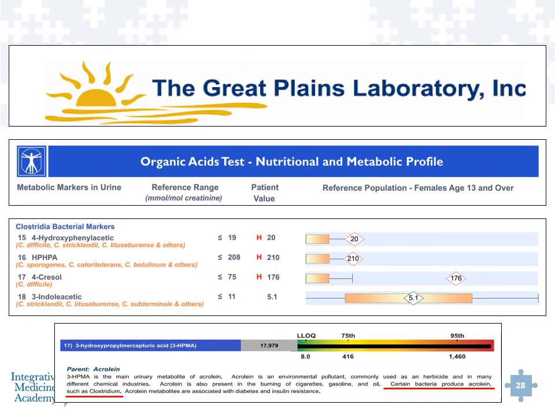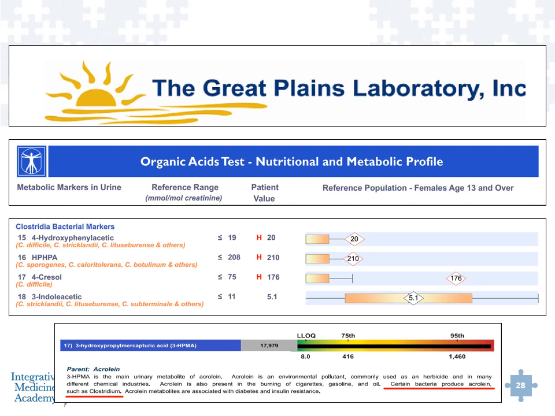And one of the things that can produce acrolein is Clostridia bacteria. And so this is where the use of the organic acid test is important to understand, because if you look at page 1 of the organic acid test, we know it's got the yeast fungal markers, it's got bacterial markers, but at the bottom of page 1, it's got 4 markers which are linked to different types of Clostridia bacteria.